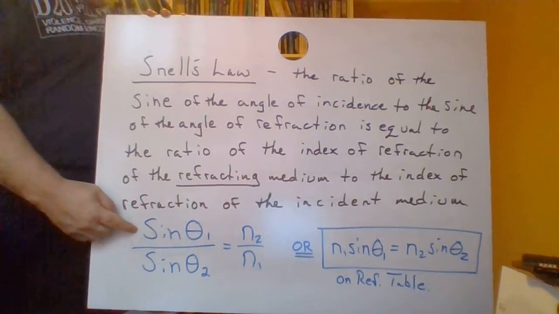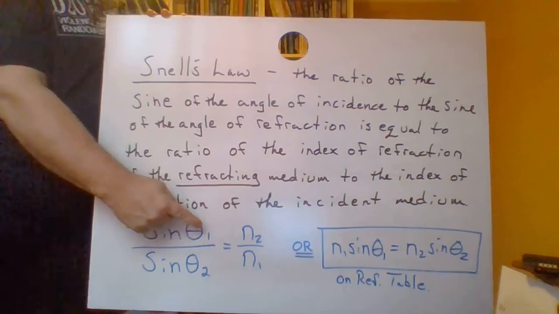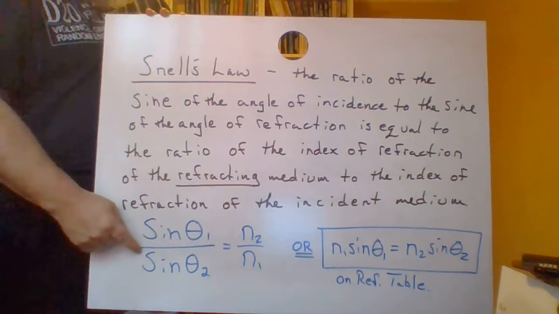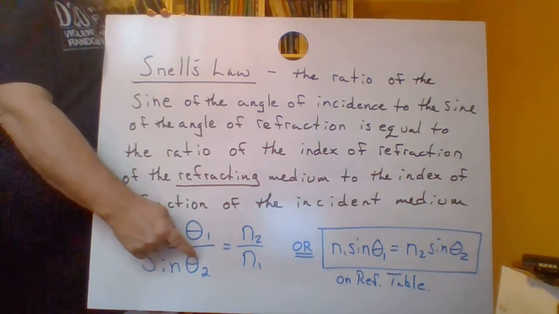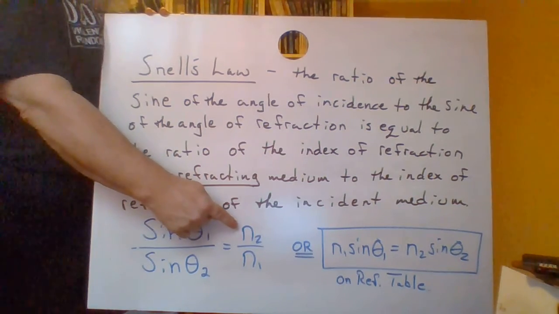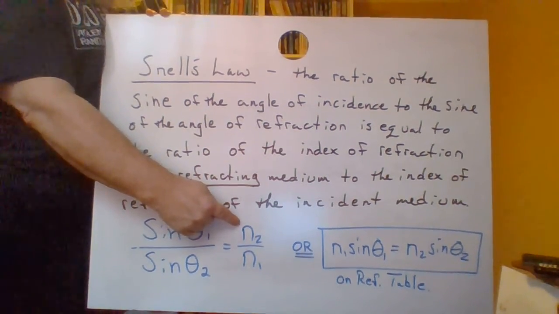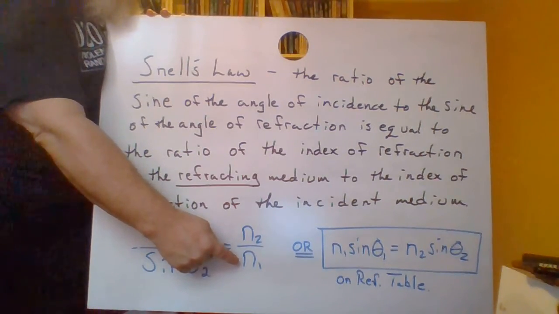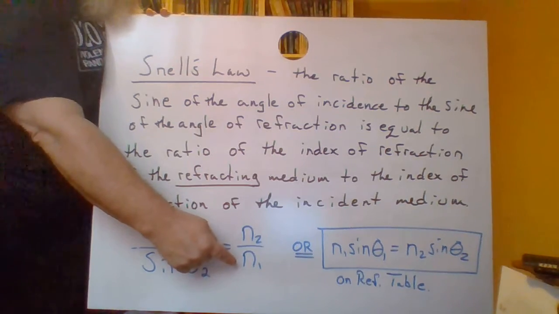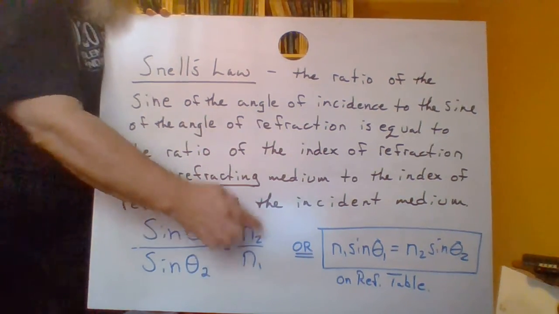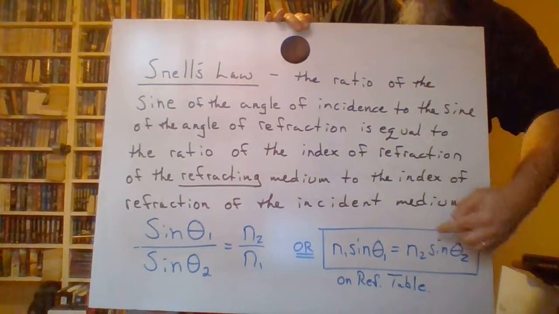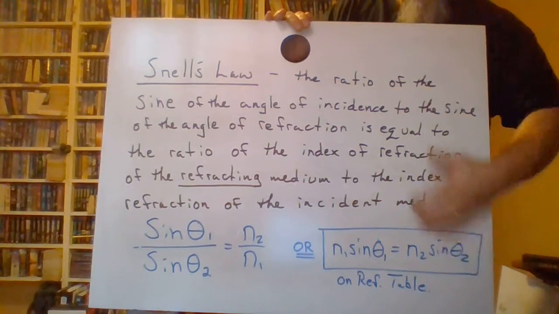In a lot of words, it's this equation down here. The ratio of the sine of the angle of incidence, and we're going to designate angle of incidence as theta 1, to the sine of angle of refraction, theta 2 will be the angle of refraction, is equal to the index of refraction in the refracting medium, n2, divided by the index of refraction in the incident medium, n1. Or, as it's written on the reference table, n1 sine theta 1 equals n2 sine theta 2. And this is Snell's law.